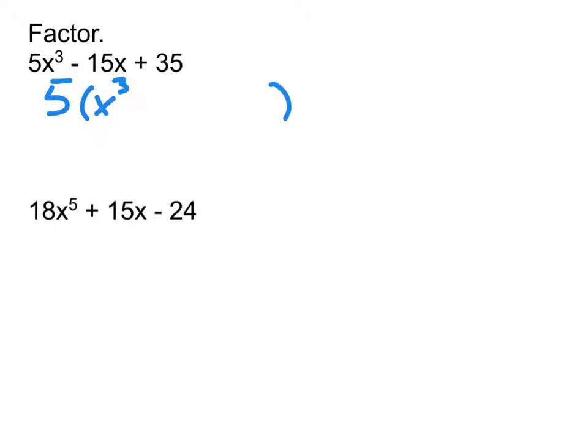Now the minus is still a minus in there. Now do the same thing with the 15x. So what's 15x divided by 5? 3x. And then the plus stays a plus. And then I do 35 divided by 5, which is? 7.